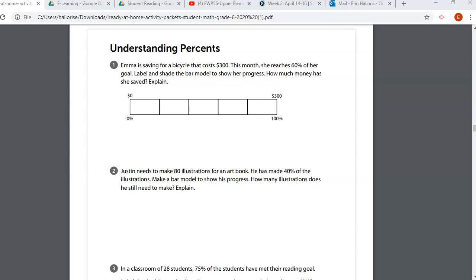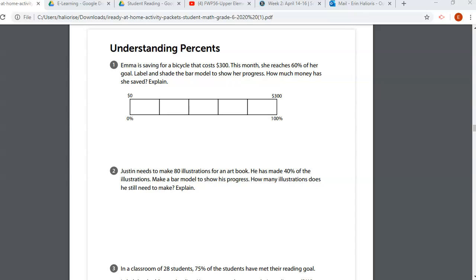Alright, so firstly, understanding percents, page 13. This is for Wednesday, April 15th, so tomorrow. A percent is part of a whole, so in this case the whole would be $300. $300 is equal to 100%, whereas $0 is 0%.